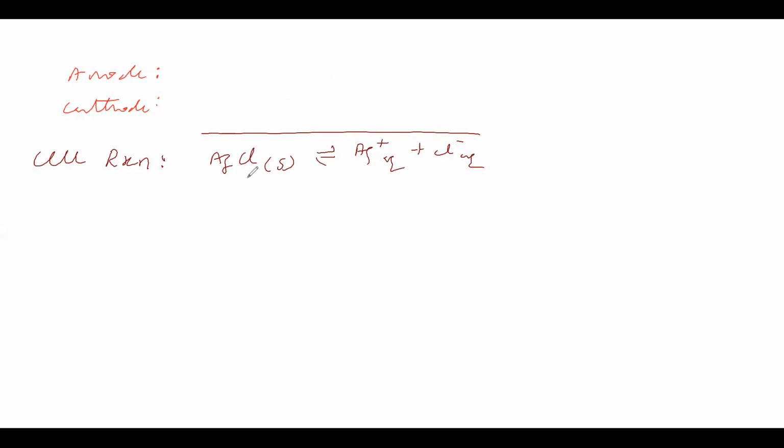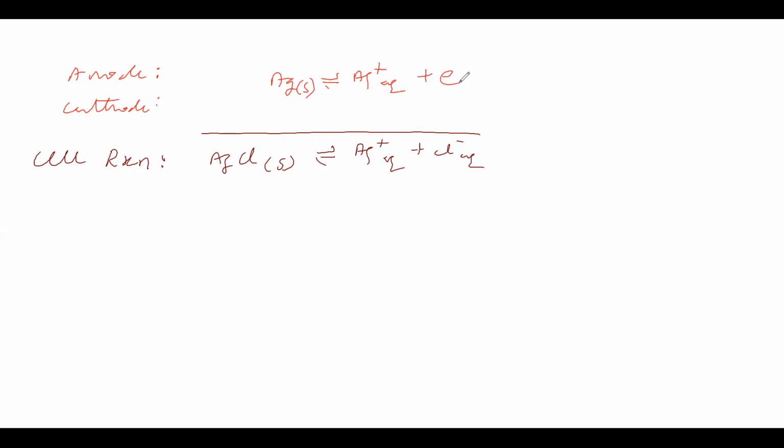In this cell reaction we want Ag plus on the right side. We will get Ag plus at the anode, so we have to take Ag as the anode, because Ag on oxidation gives Ag plus by losing an electron. So the anode is done.